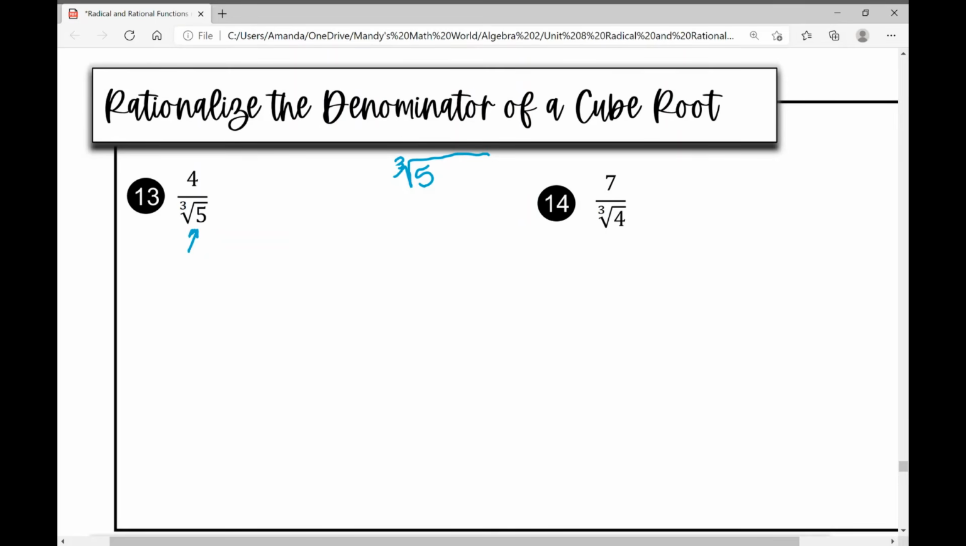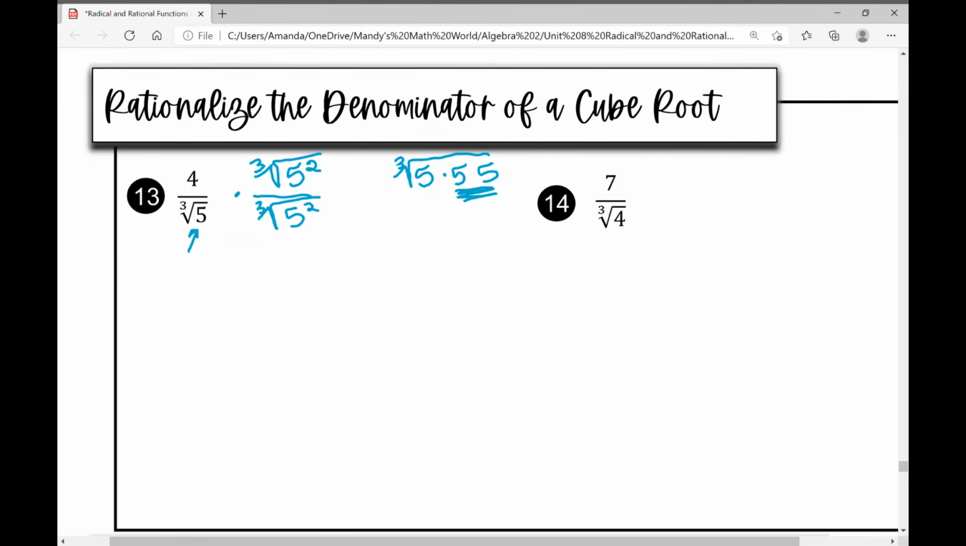I need 2 more. So I'm going to multiply this by how many more I need to get rid of that radical, which isn't just the cube root of 5. It's the cube root of 5 squared, right? I need 2 more. That's 5 squared. If I'm going to multiply this fraction by something but keep the same value of it, I need to multiply it by 1, right? It's just, what does 1 look like? In this case, it's the cube root of 5 squared.